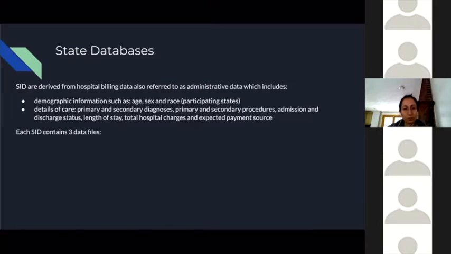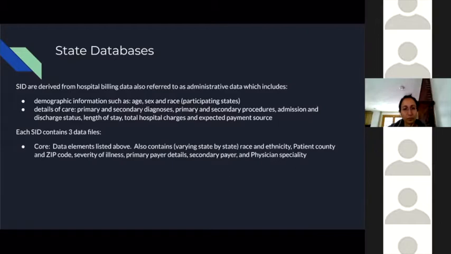And this data is contained in 3 files. The first one is the core file, and this contains all the raw data. So this is what you'd mostly be manipulating in a statistical program. You would get all the data elements I listed above, as well as, in certain states, race and ethnicity. You can get patient county and zip code, the severity of the illness, primary payer details, secondary payer, and the physician's specialty, if you want to, say, funnel a procedure that's done by multiple different disciplines, but you want to focus on a specific subset.